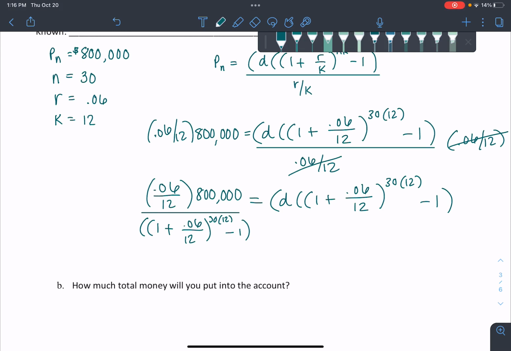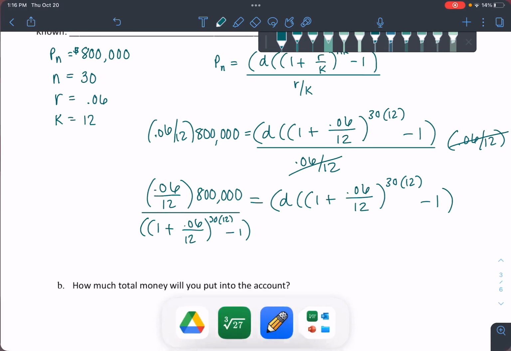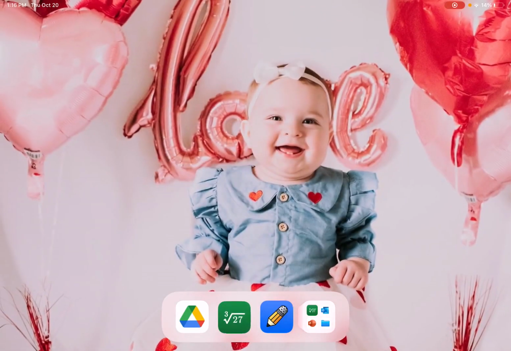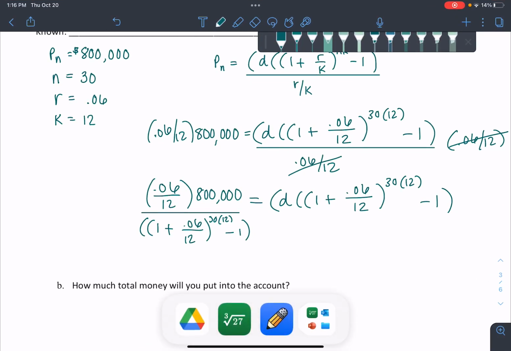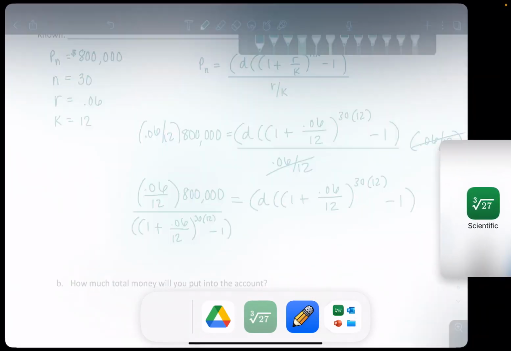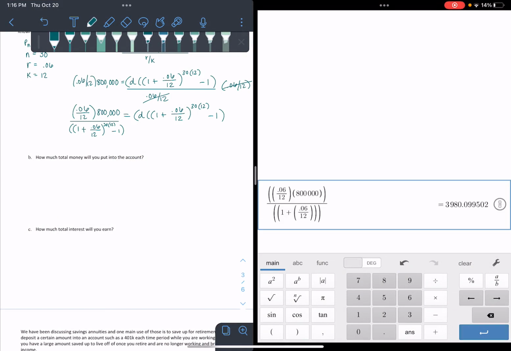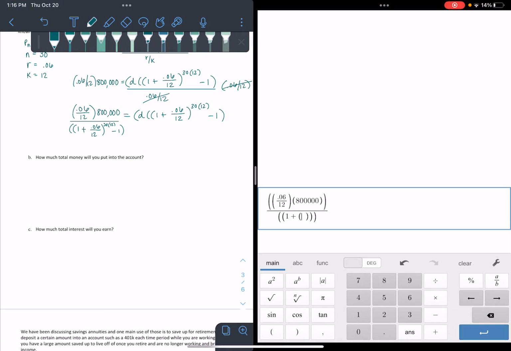So if we were to put this into our handheld scientific, we would be putting the 0.06 over 12 times the 800,000. Let me get my Desmos, but I'm going to do my best to write it. Hang on one second. Let's put that to the side. I'm going to do my best to write it the way we just did that. Let me erase this. Give me 1 second here.